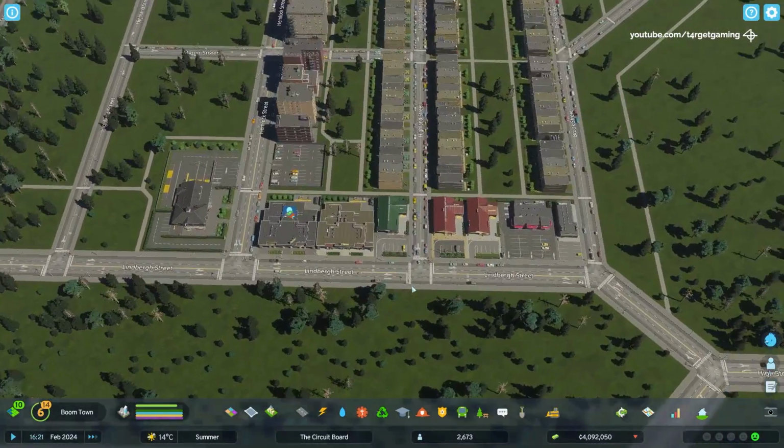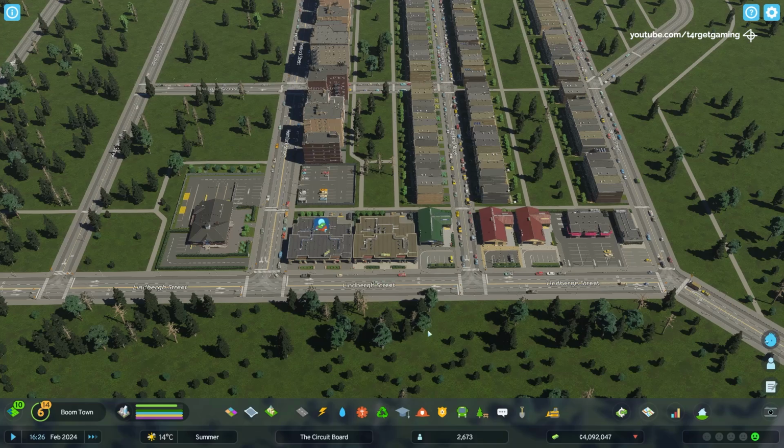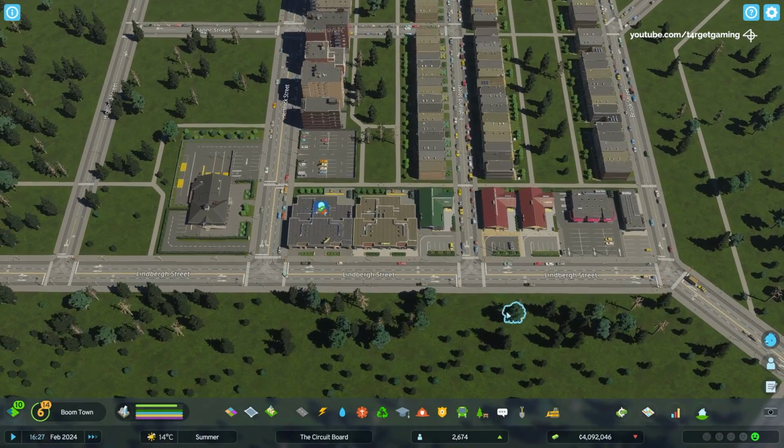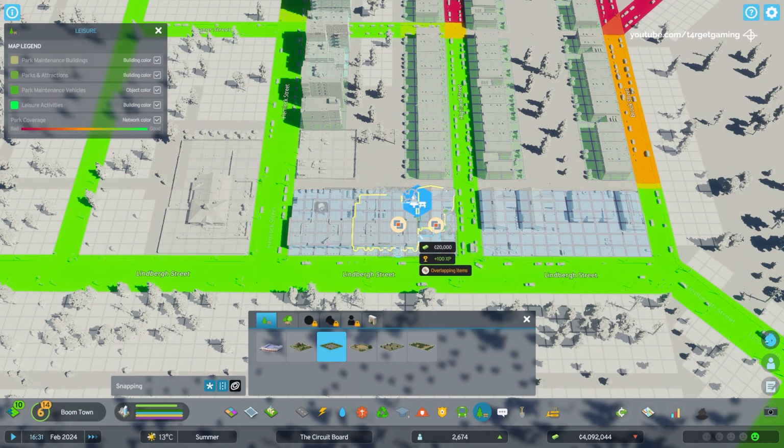This area is also needing a little bit of leisure. I didn't place any parks in this district, in sector C. So I think for this main road we can place a plaza. So a small plaza would be adequate for it.